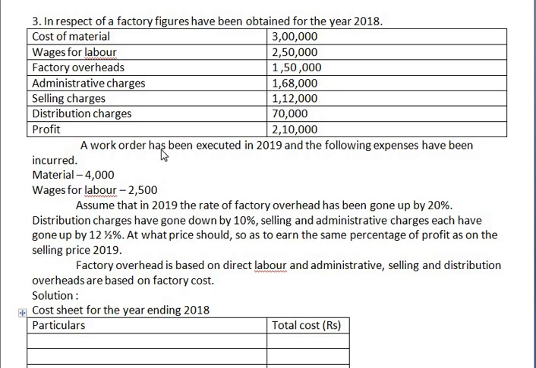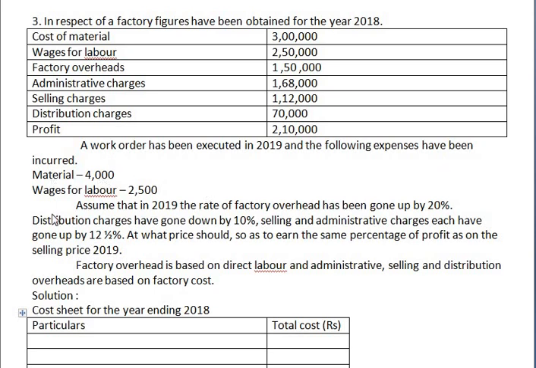This is the third problem on tenders and quotations. We will read out the problem and then we will solve it. In respect of a factory, figures have been obtained for the year 2018: cost of material, wages for labor, factory overheads, administrative charges, selling charges, distribution charges, and profit. A work order has been executed in 2019 and the following expenses have been incurred.